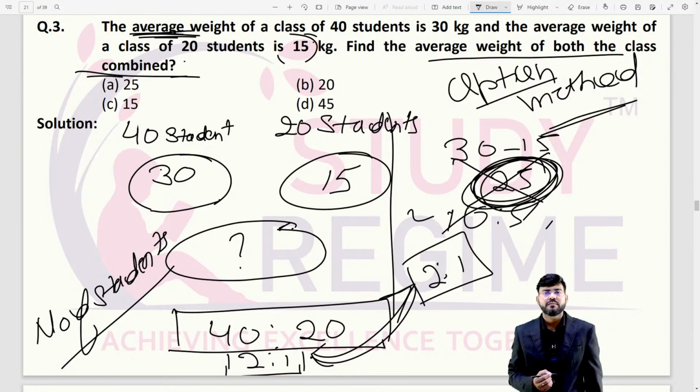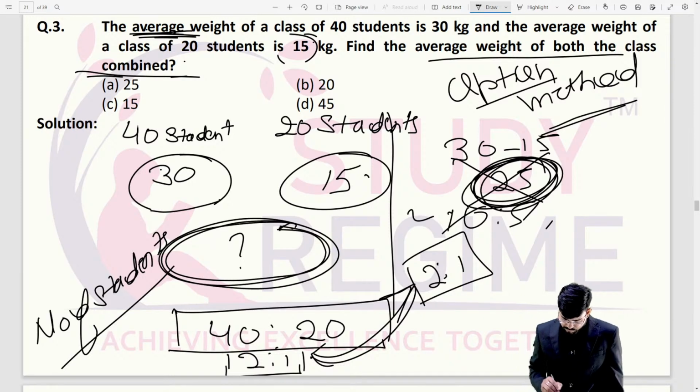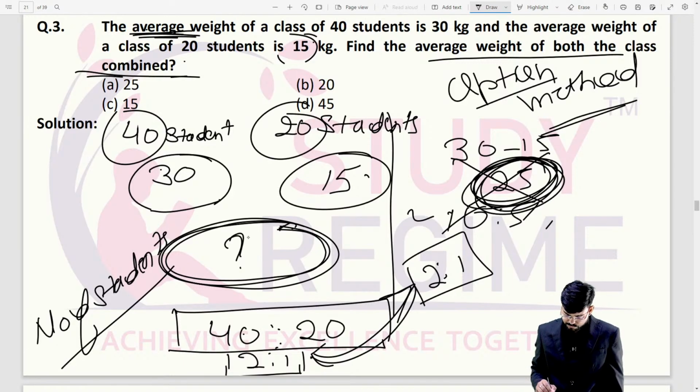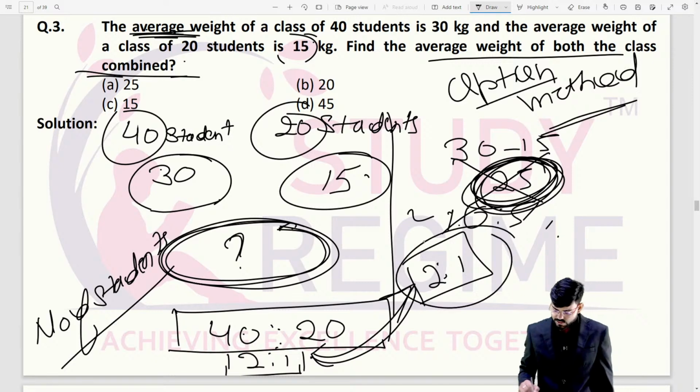Instead of calculating the value, we have used the formula. The same scenario, same method, same procedure. Like 40 students were there, the average was 30. For 20 students, the average was 15. Now we have to find the combined average of all these things. So here in this question, instead of solving, we have just taken the option method. So the ratio of students is given 40:20, which comes out to be 2:1. Now we have put at random the first option 25. Just subtract this value. You get the ratio 2:1. So the average weight of both the classes combined will become what? First one, 25.